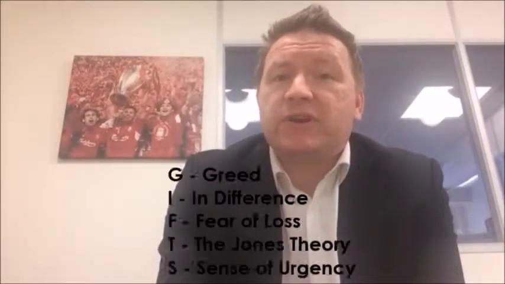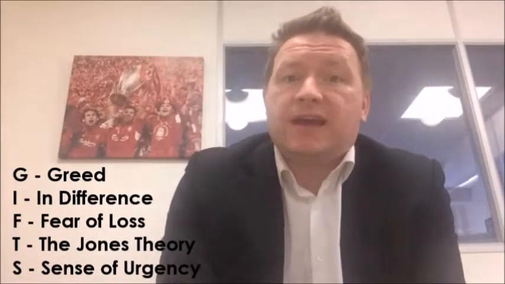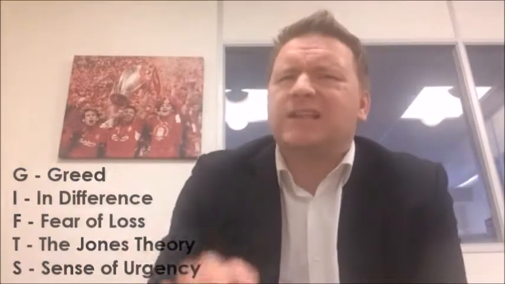So I'm going to talk you through the 5 impulses that we use. How we typically would teach it and would coach you here is we use an acronym called GIFTS. The G stands for greed, the I stands for indifference, F is for fear of loss, T is for the Jones theory, and S is for sense of urgency. That's a little bit controversial. Not everyone does it that way, but this is how I'm going to do it anyway. And hopefully, you can use some of the information that I'm about to give you.